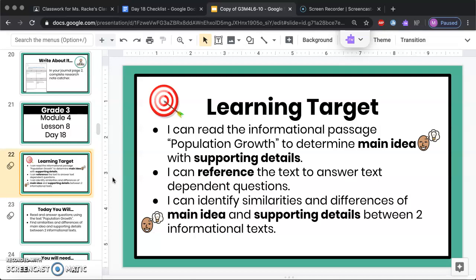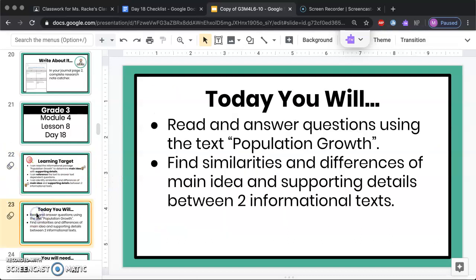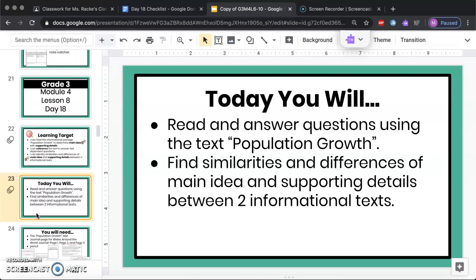So we're going to be looking at Population Growth from today and comparing and contrasting, or finding the similarities and differences, between this passage and the one that we worked on yesterday, which was Access to Fresh Water. So today you're going to be reading and answering questions using the text Population Growth, and again finding the similarities and differences in the main idea and supporting details between two informational texts.